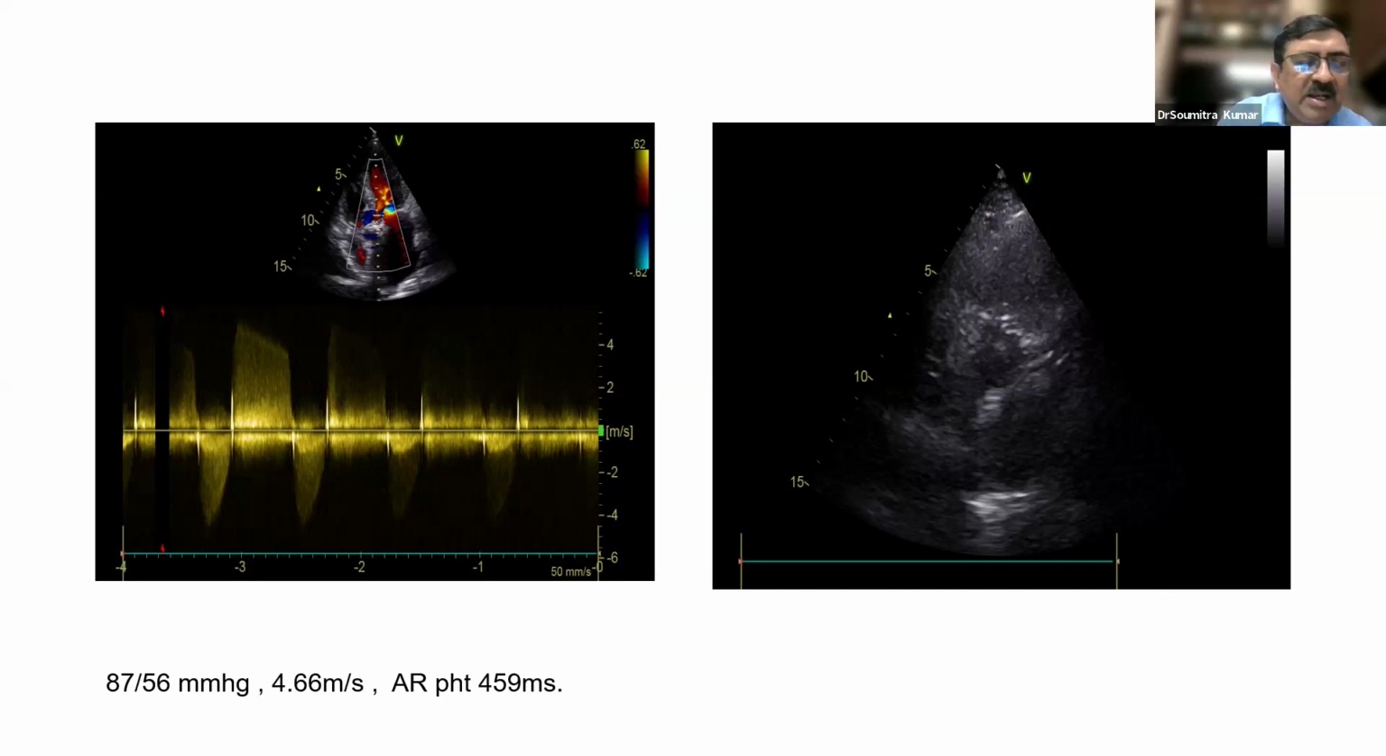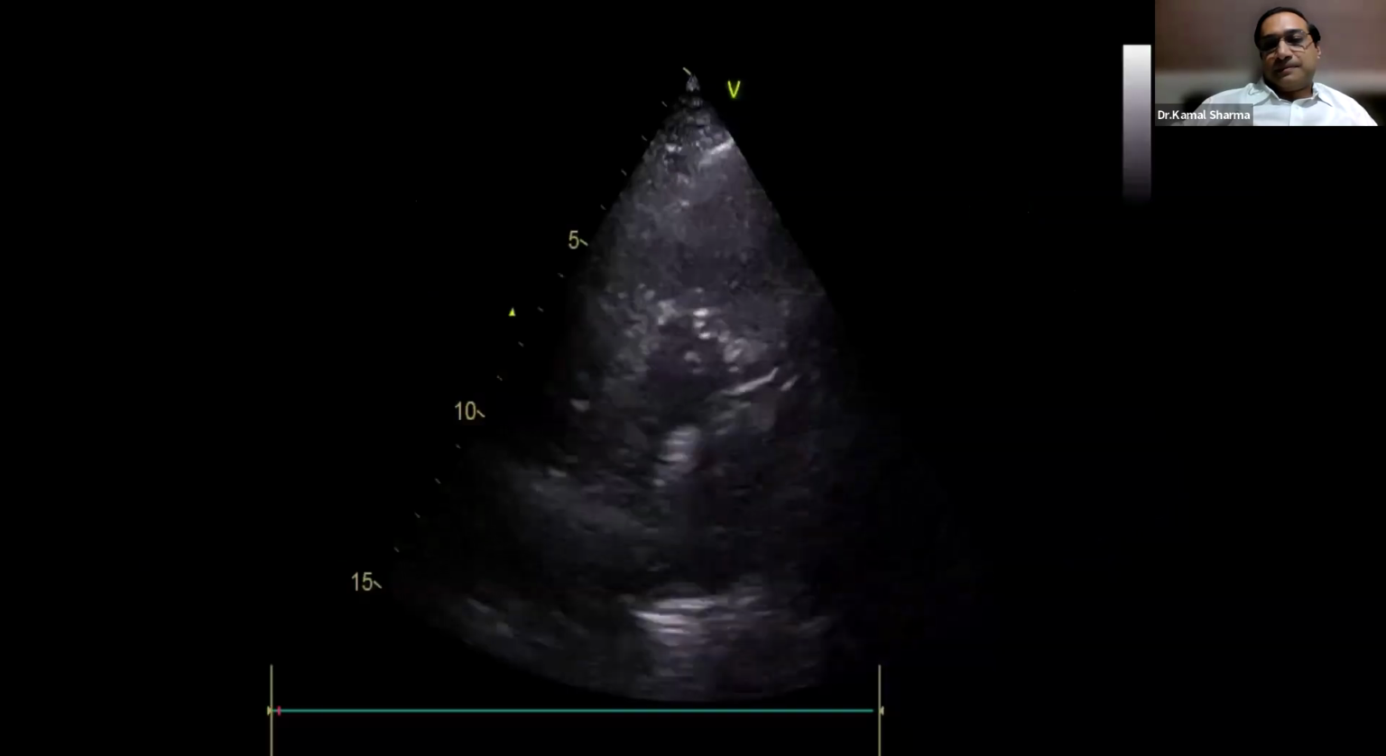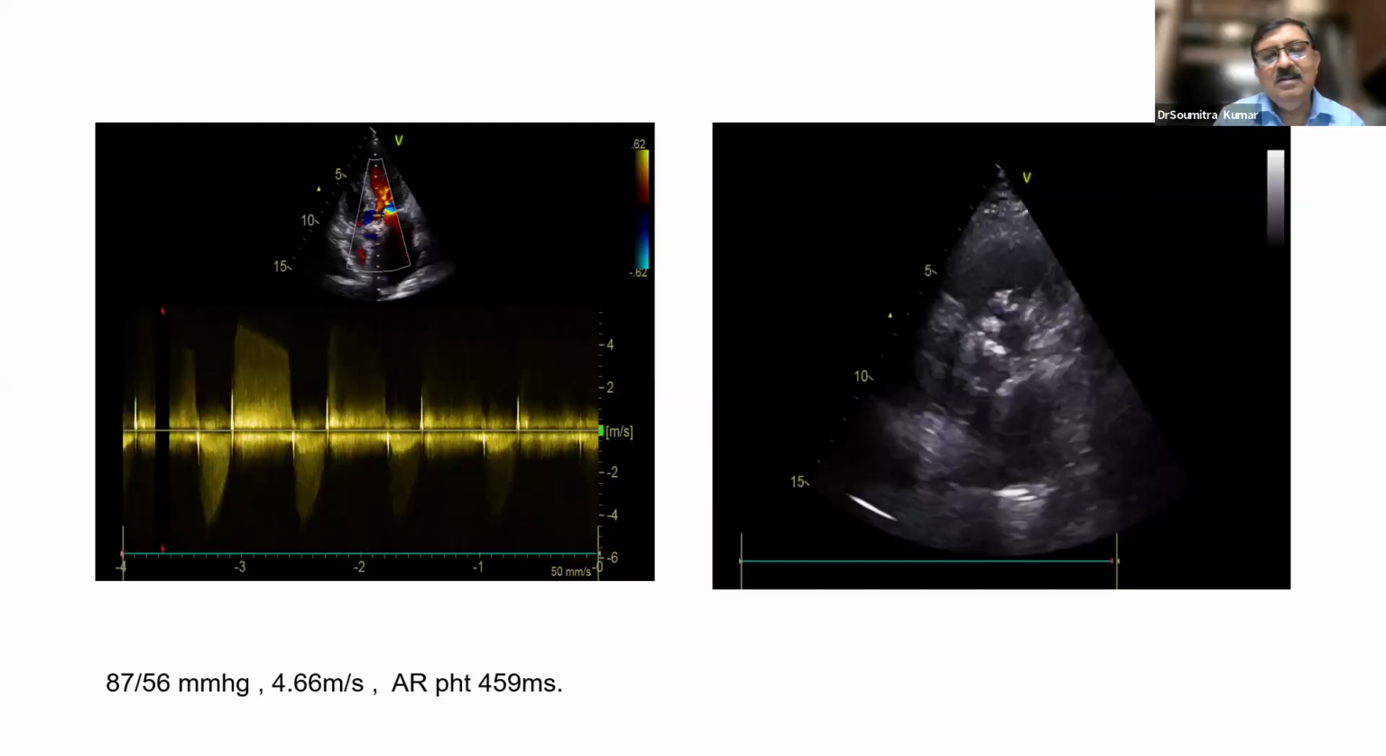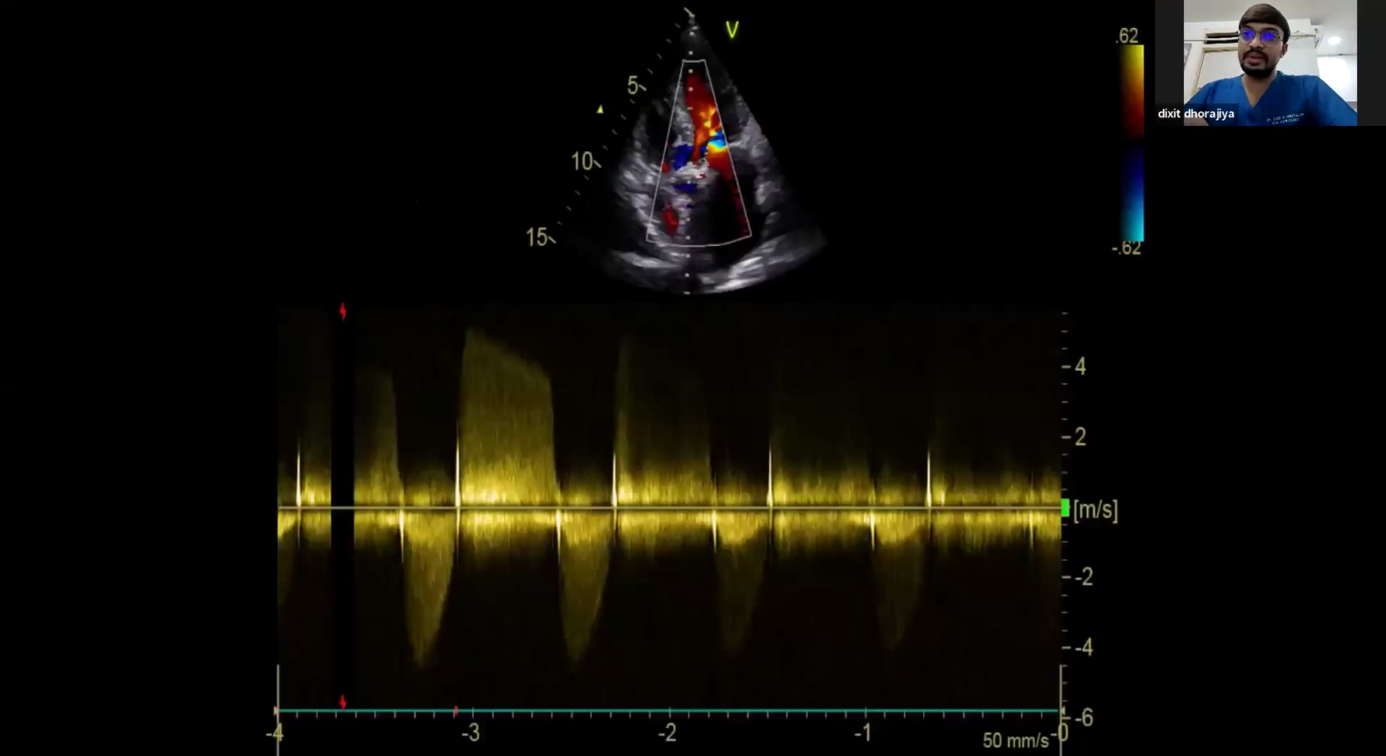Anyway, at least your AS is severe. That we appreciate. Your mean gradient is 56. Yes, sir. So this is by no way a low flow, low gradient, is it? No, sir. Okay, next slide. Next slide. It shows a bicuspid aortic valve, sir. Okay, go back.